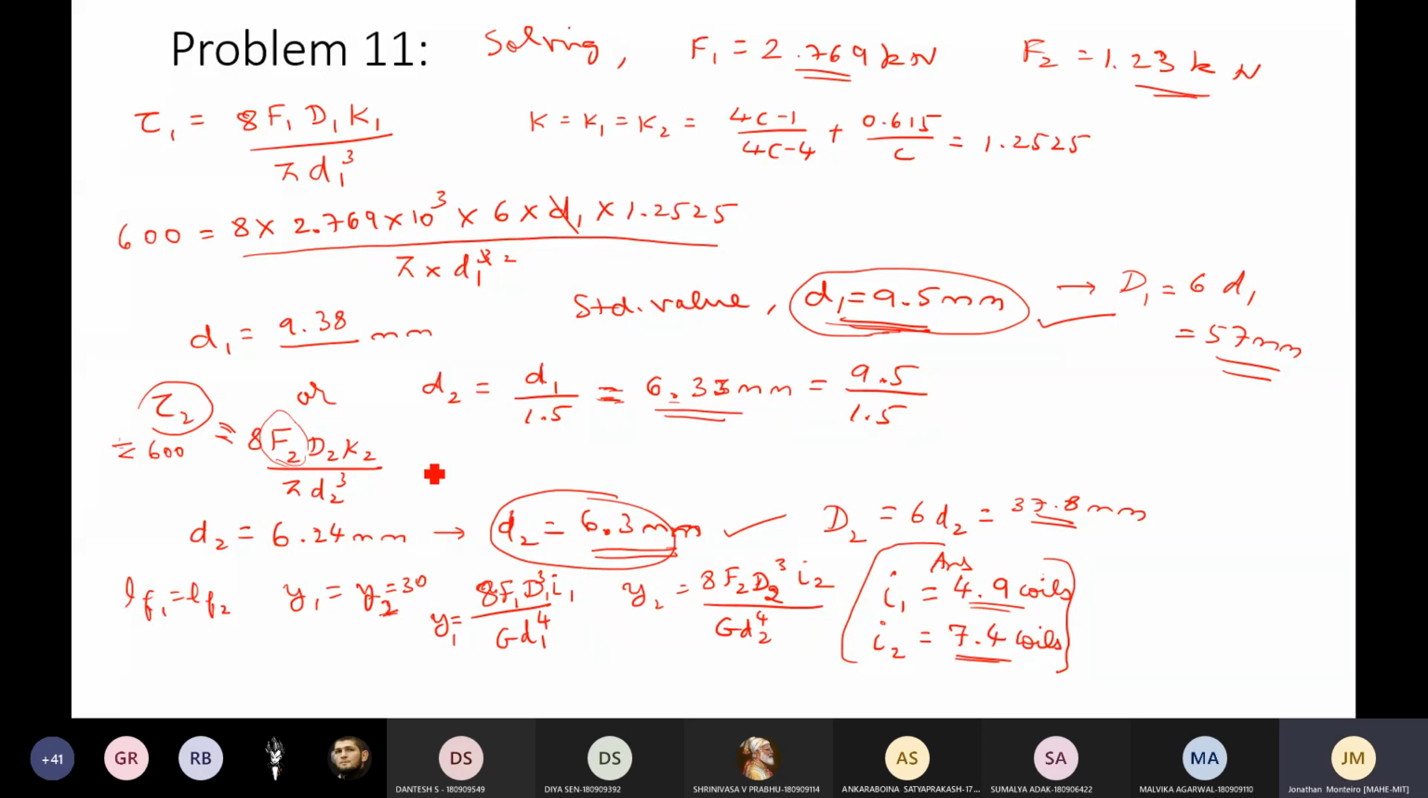You're getting similar values, students? Yes, sir. Yeah, fine. Okay.